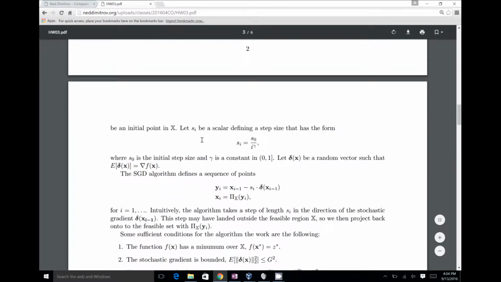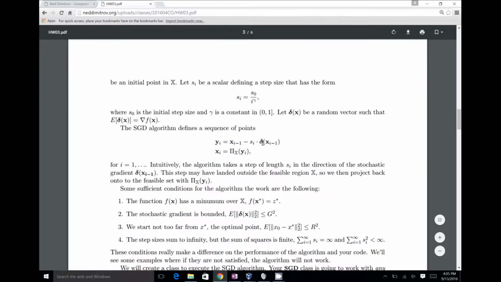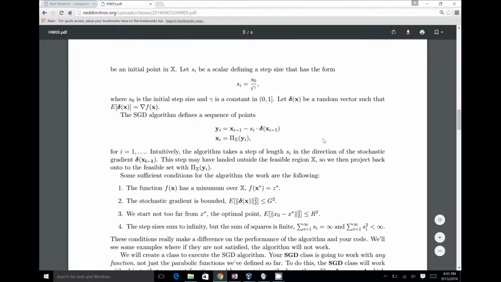There's a step size, and this is the way that the steps change with the iterations of the algorithm. So on the ith step, you take a step size of s0 over i to the gamma in the direction of the stochastic gradient. And the steps are basically like this. You have your current point x_{k-1}, you have your step size, and this is a call to the stochastic gradient. So that's a random variable, right?